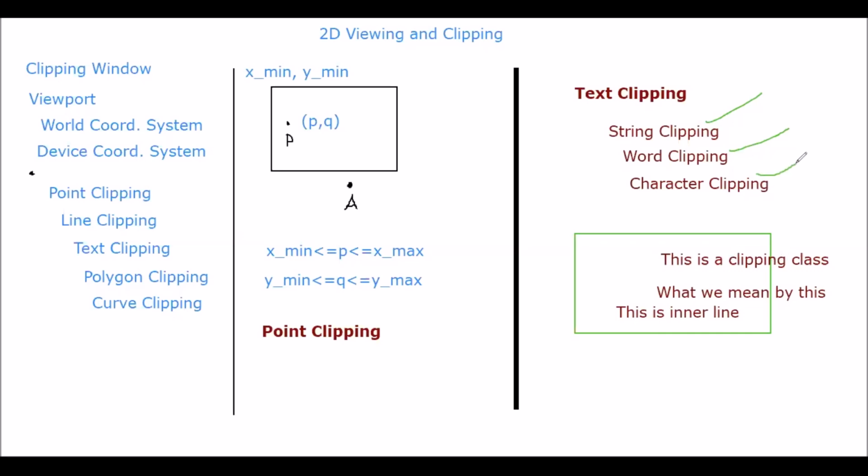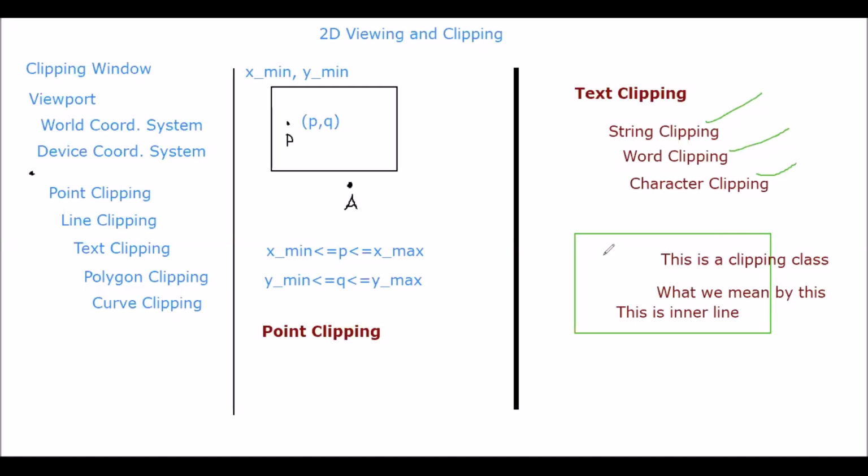When we say character clipping, it is talking about every single character. So in the first line, this is a clipping. It will be clipped up to CLIPPI. N and G and class will be clipped out. So that is the character clipping actually. So that covers text clipping, line clipping, and point clipping.